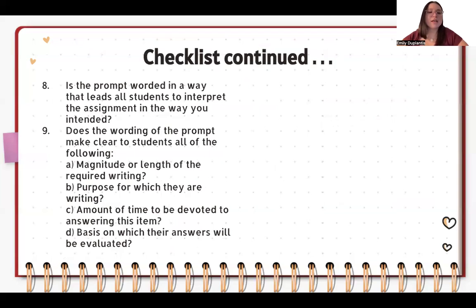Number 8, is the prompt worded in a way that leads all students to interpret the assignment in the way that you intended? So again, don't leave those assessment questions broad. Be specific in what you want them to do.